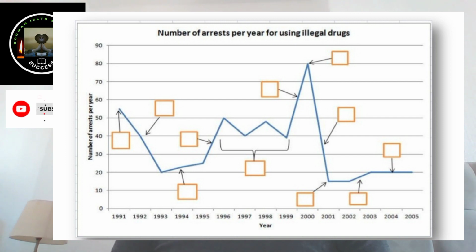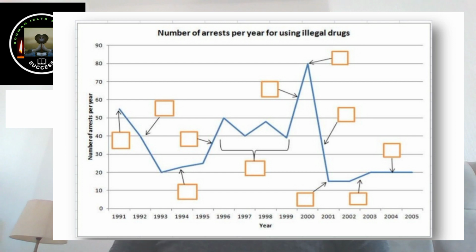For example, if you look at the year 2001, that is 1, 2, 3, 4, 5, 6, 7, 8, 9. The ninth yellow box was when the graph hits the lowest point. And then it remained constant to year 2002 before increasing slightly. So where it hit the lowest point, you can say hit a low of.